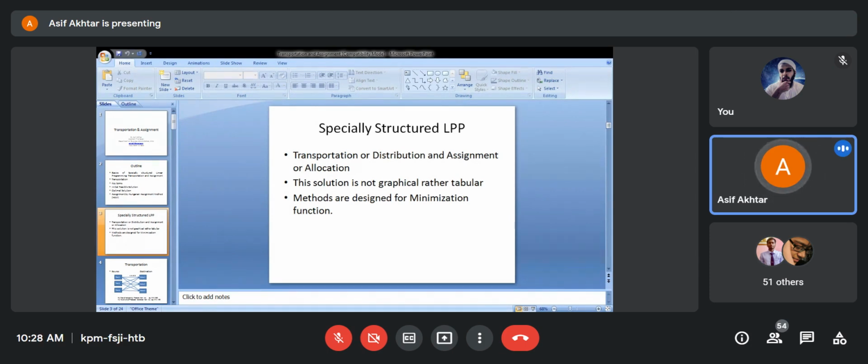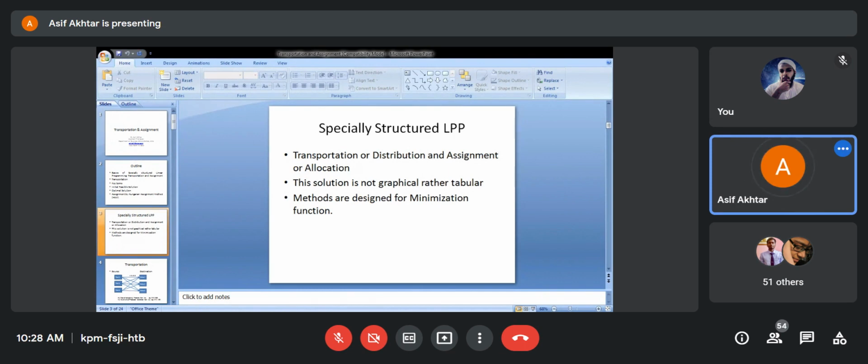So in summary, the methods of transportation and assignment are designed to solve the objective function of minimization. But if the objective function is of maximization, like profit or revenue or sales, then you have to convert the problem first into minimization and then apply the method. I will elaborate this concept with the help of an example. First, let us look into the method.